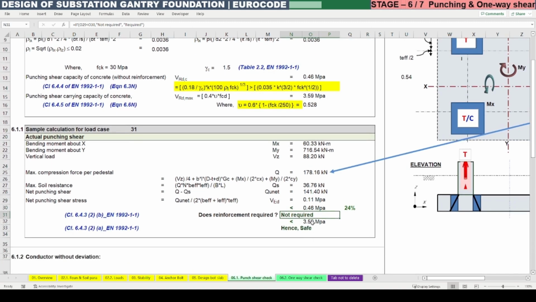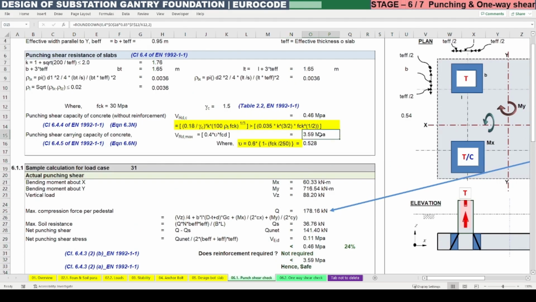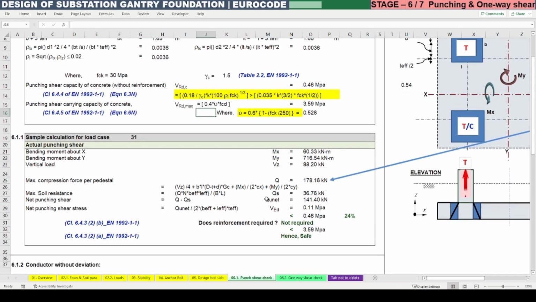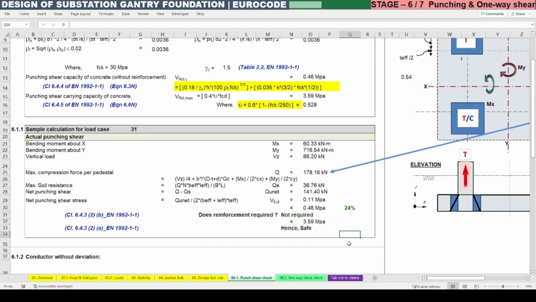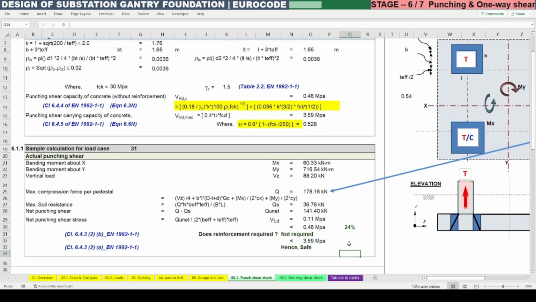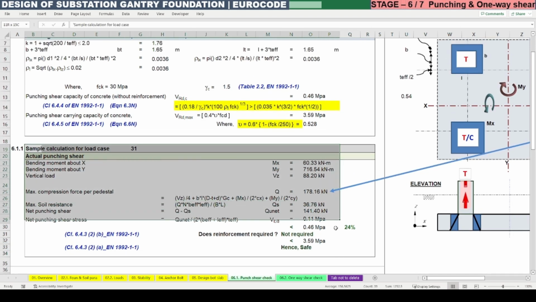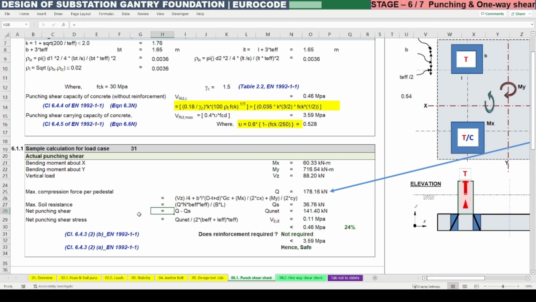Similarly, this 0.11 megapascal is less than the 3.59. So this way also the maximum punching shear capacity of concrete is okay. So with this the sample calculation for punching shear is completed.